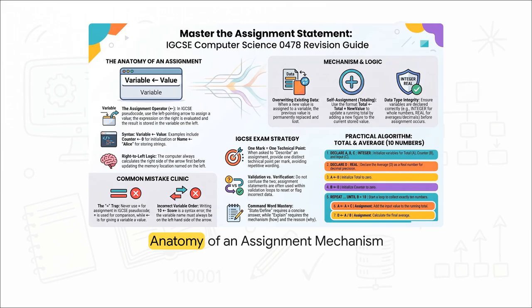Direct your eyes over to the mechanism and logic section on the right side. We're looking at two main actions here. First up is overwriting existing data, meaning when a new value comes in, the old one is permanently destroyed, gone. Second, we have self-assignment, which is exactly how we do totaling. Notice the format: total, left arrow, total plus new value. You are literally taking the current value, adding to it, and overwriting it all in one swift motion.